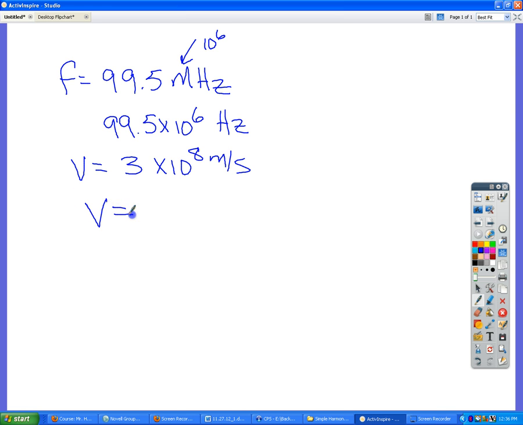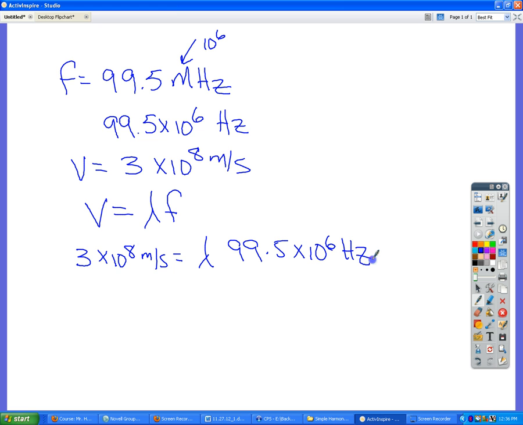We said in our lecture that the speed of any wave is equal to the wavelength times the frequency. We know that the speed of this wave is 3 times 10 to the 8th meters per second. We're looking for the wavelength itself, and the frequency is 99.5 times 10 to the 6th hertz. If we divide both sides by 99.5 times 10 to the 6th, we end up with a wavelength equal to 3.02 meters. So radio waves are quite lengthy. 3 meters would be probably somewhere close to 3 yards or so.